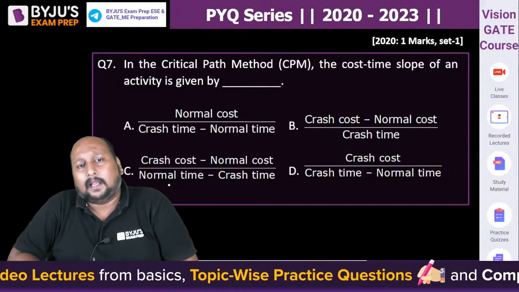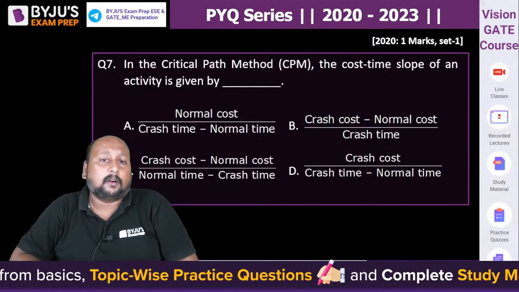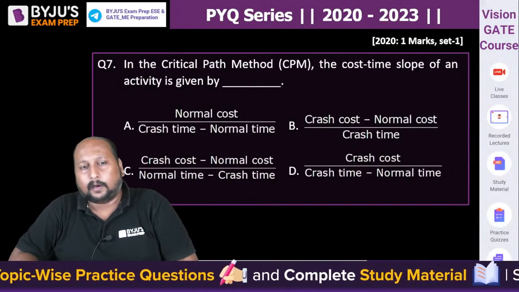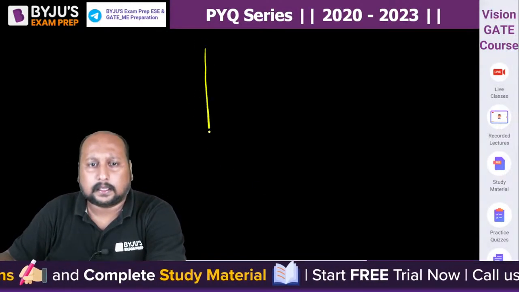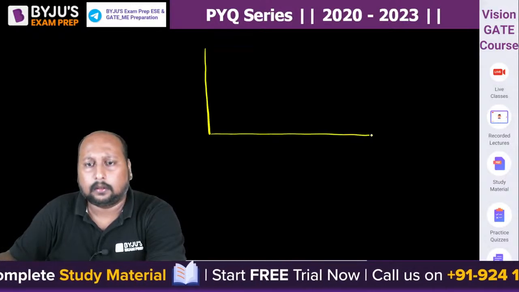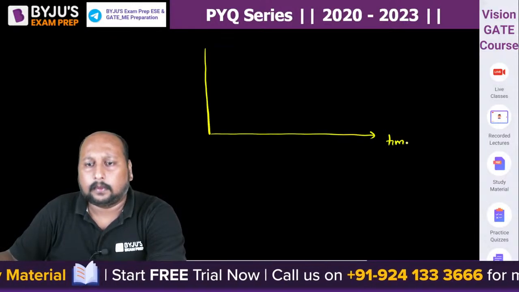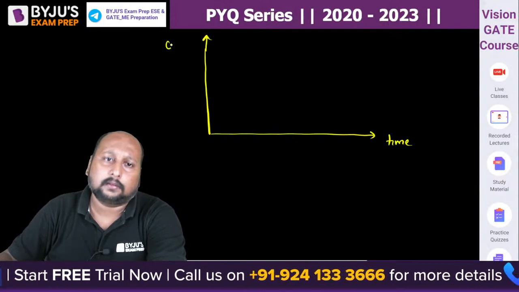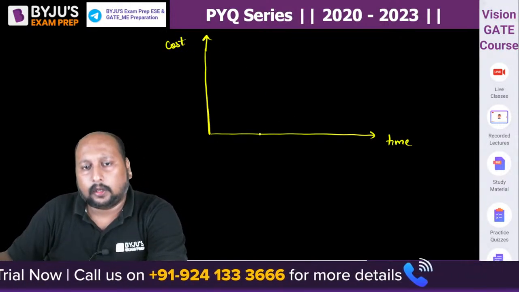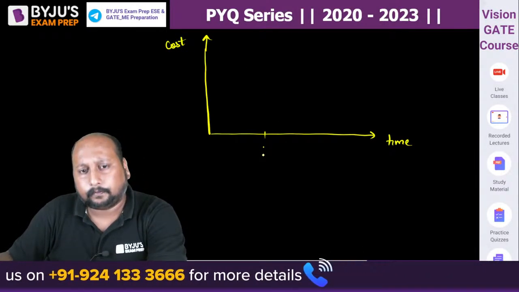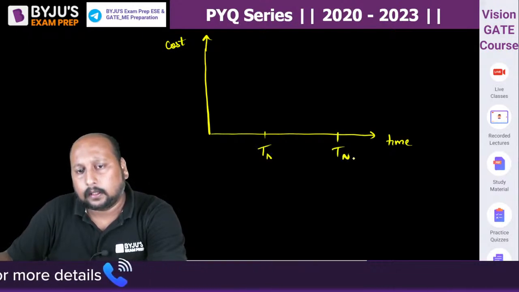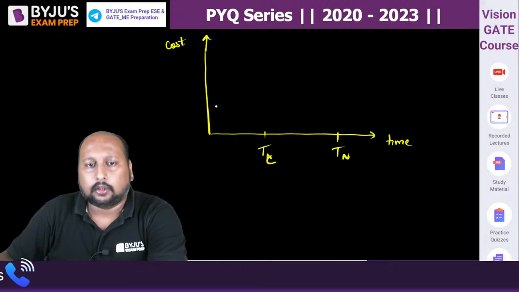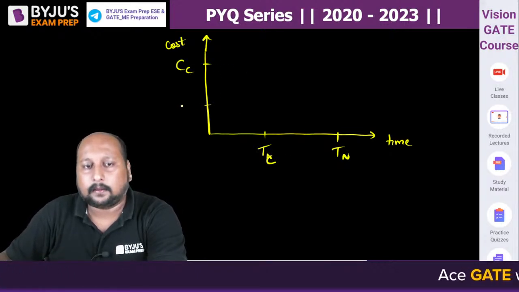2021 marks. In critical path method, the cost time slope of an activity is given by. What is cost time slope? अगर आपको याद होगा, let's say this is your time and this is the cost, right? So if I say this is your normal time, this is the crash time. So corresponding to crash time, the cost will be higher. Corresponding normal time, the cost will be lesser, right?